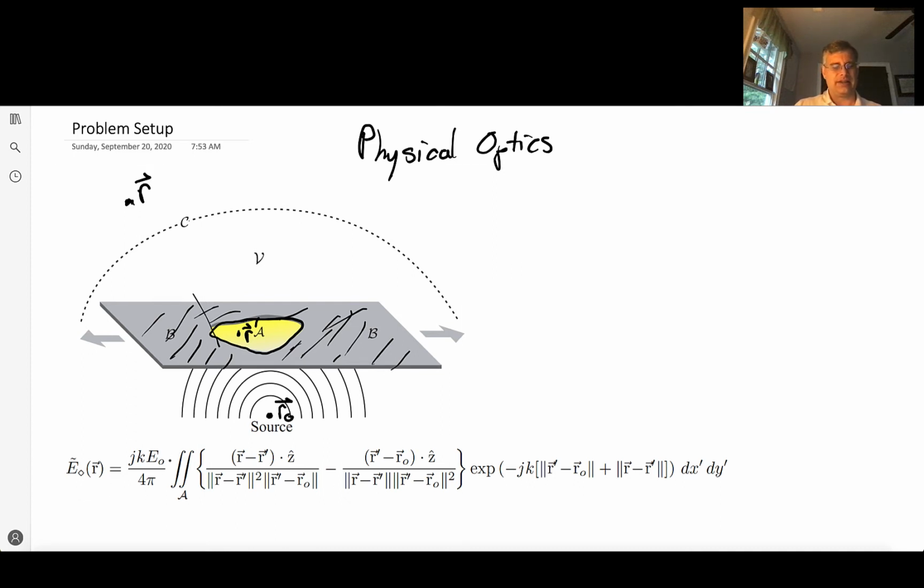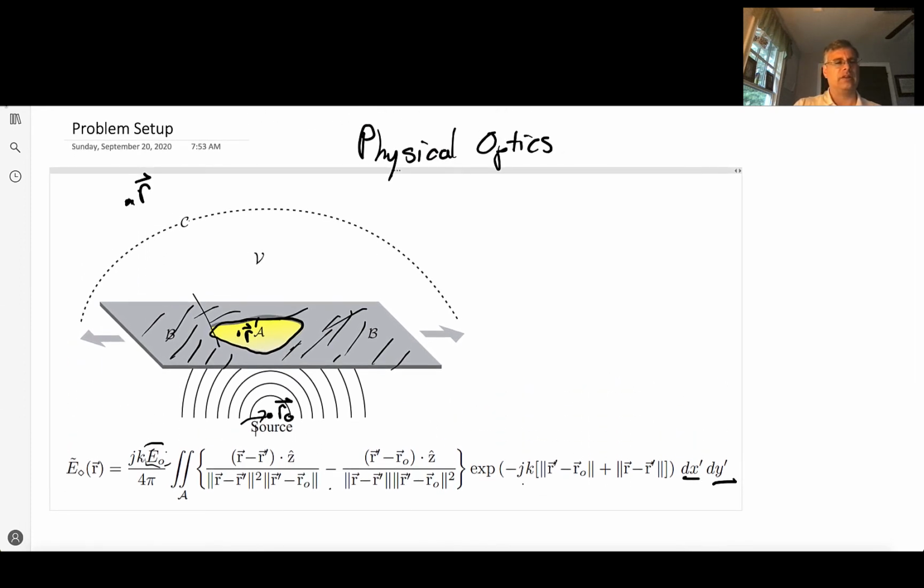We discussed why those are approximations last time, and this was our final result. We take that field, average it around, or add up all the contributions through integration, integrating over x and y, with this phase term and this amplitude weighting based on whatever initial field came from that point source.